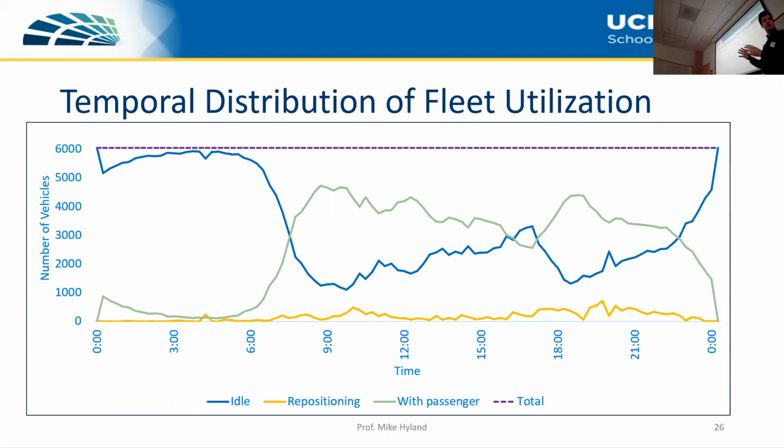So there's some interesting things here. One of them is that the repositioning values are always relatively low. Another thing I think is interesting is the gap between the maximum number of with-passenger vehicles and the fleet size. There's always a pretty large gap here, which suggests that just looking at how many trips are being occupied at a particular time doesn't give you the best estimate of fleet size.